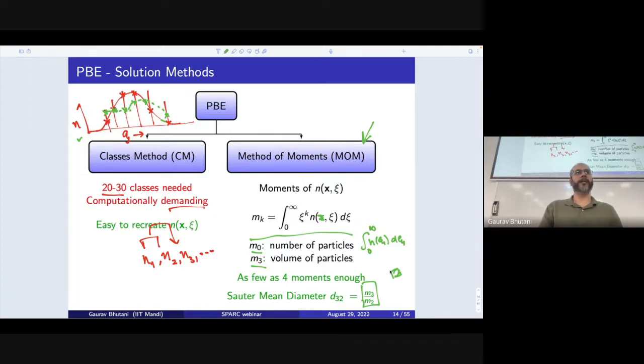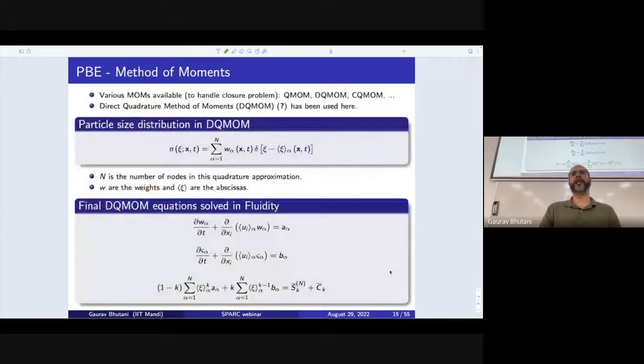Okay, so moments have a physical significance, and the ratio m3 by m2 gives us the Sauter mean diameter, and that is exactly what we need in our Eulerian drag force model. So we go for the method of moments. The method of moments with as few as 4 moments is enough to give us something which is accurate enough to proceed. Whereas for the method of classes, we have to go for typically 20 to 30 classes. If you have a very strongly changing distribution, you have to go for even more classes. So the method of moments is the chosen method in the industry as well as academia. A lot of research happens on this method of moments.